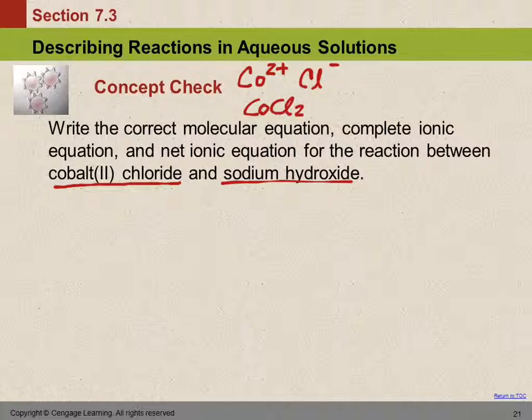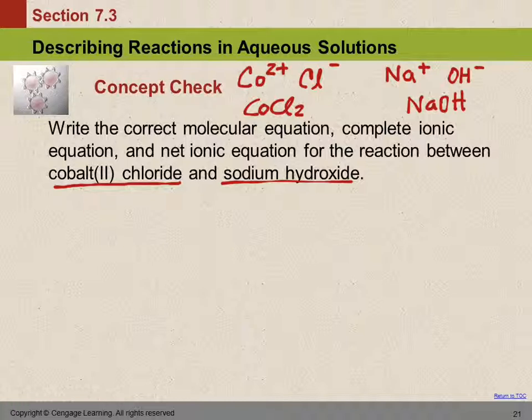So then the formula for this is CoCl2. And then the other one, sodium hydroxide, that's also ionic. So sodium is in group 1, it's got a +1 charge. Hydroxide is something you need to memorize or look up in a table. We've got +1, -1, all we have to do is put those together. That's sodium hydroxide. Those are the reactants.